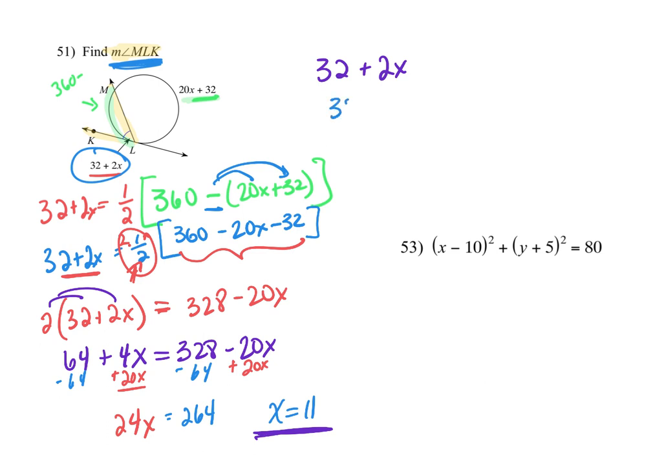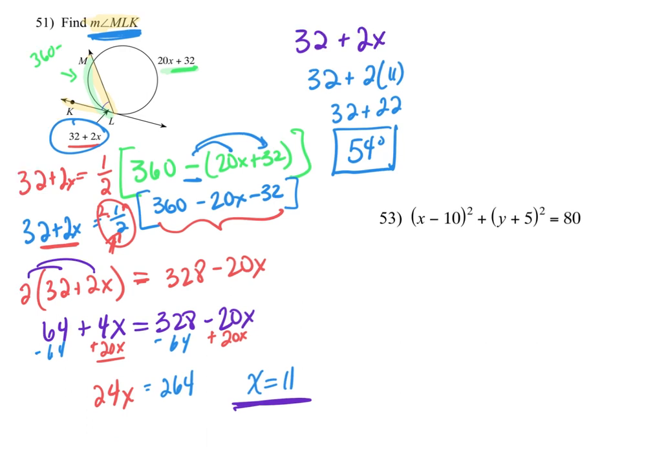So I'm going to say 32 plus 2 times 11, or 32 plus 22. And so my angle measure is actually 54 degrees. Now I am done. I have solved for what they asked for. So just pay attention to your directions and make sure that you always know that you have answered the question once you're done with the problem.